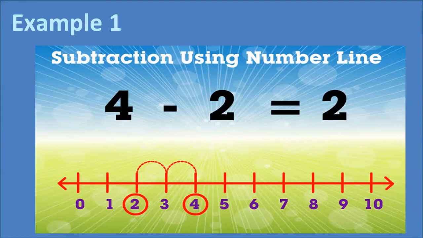Like this. Count with me, students. 1, 2. Very good. So what number comes? Do you know? Yes, tell me. Very good. 2. Yes, the answer is 2. 4 minus 2 is equal to 2.